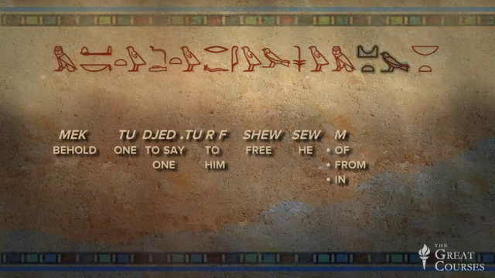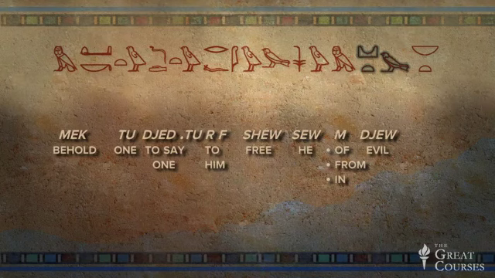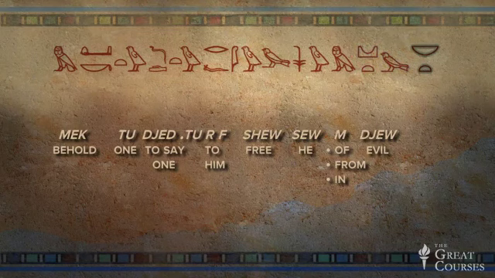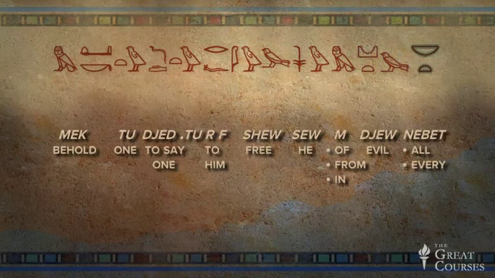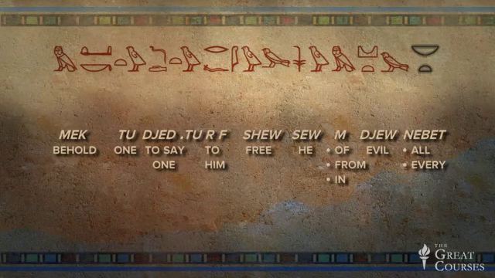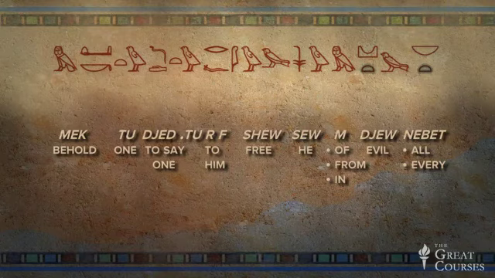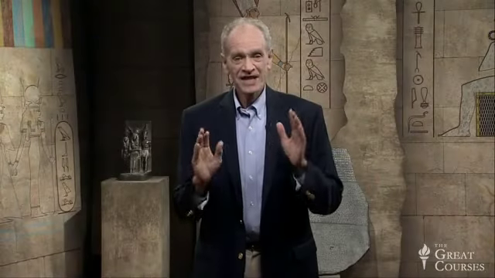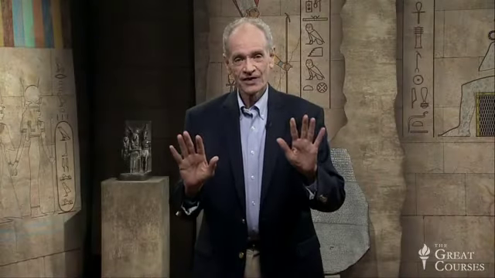Next word? It's ju, and it ends with a little bird determinative and means evil. Only one word to go. The neb basket is all or every. For some reason, I don't know why, but evil is treated as a feminine here, thus the two loaves. Well, we did it. We broke it into words.